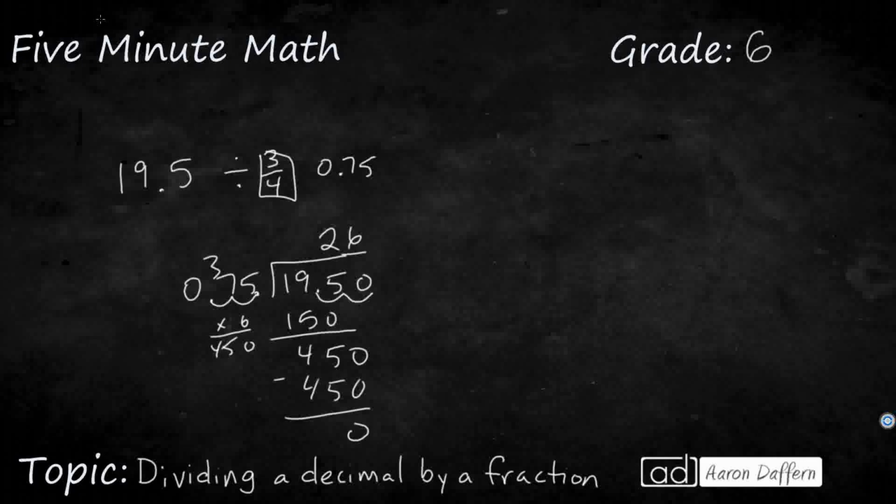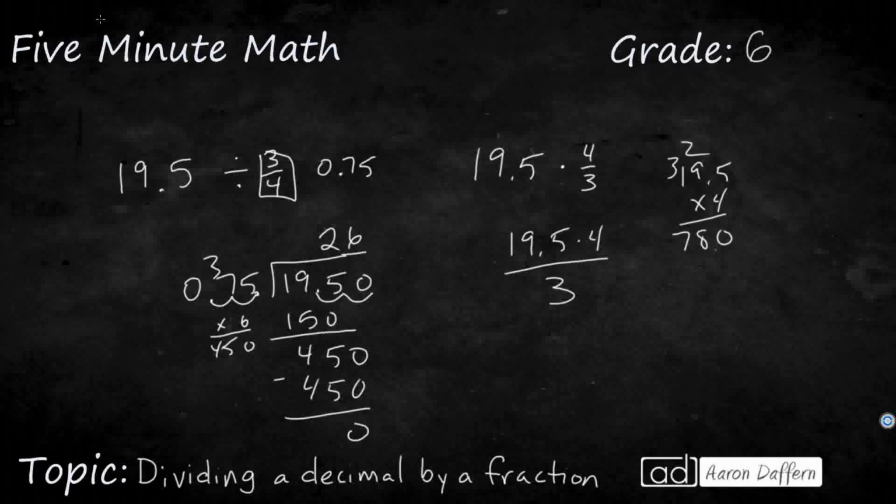Or, remember, we could do that other thing. We could say 19.5, and we could multiply it by the inverse, right? 4/3, which means we could say 19.5 times 4, and then we could divide that by 3. And so that's going to get us 19.5 times 4. That's going to be 78. 78 divided by 3. And guess what we're going to get? Well, I'll give you the answer. We're going to get 26, because it's going to end up being the same thing. So there's multiple ways that you can divide a decimal by a fraction.